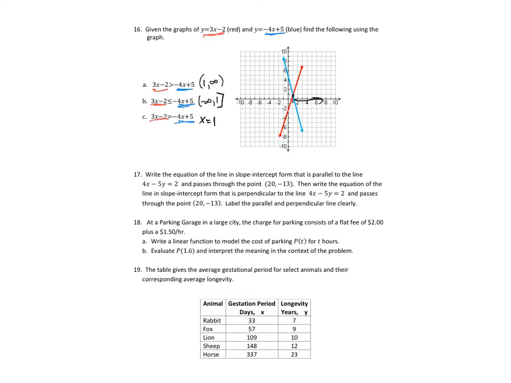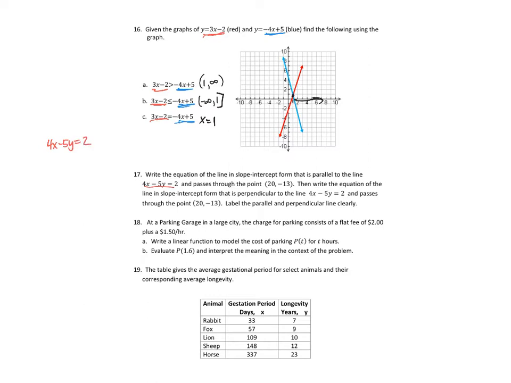Okay, the next one: write the equation in slope-intercept form that is parallel to that line and passes through that point. So for the first part, we need to find the slope of this line here. I have 4x minus 5y equals 2. I'm just going to write it in slope-intercept form, so we'll rearrange it.